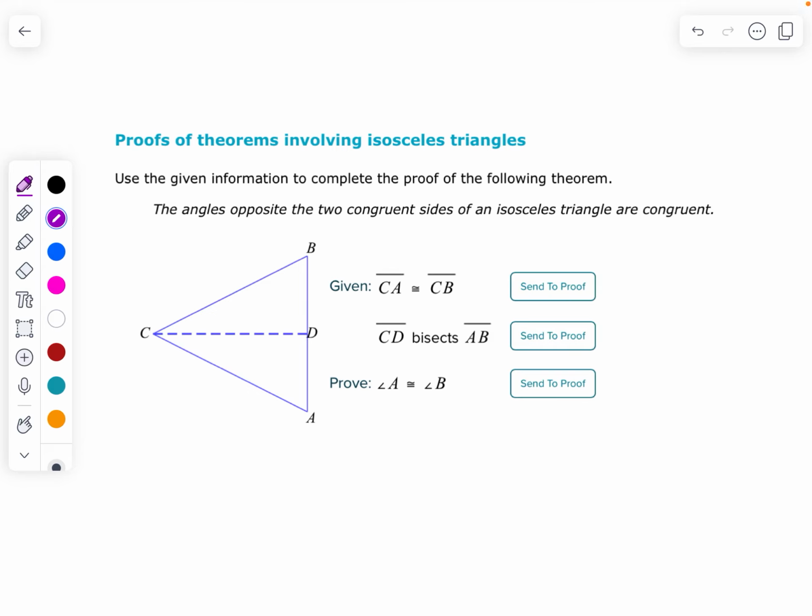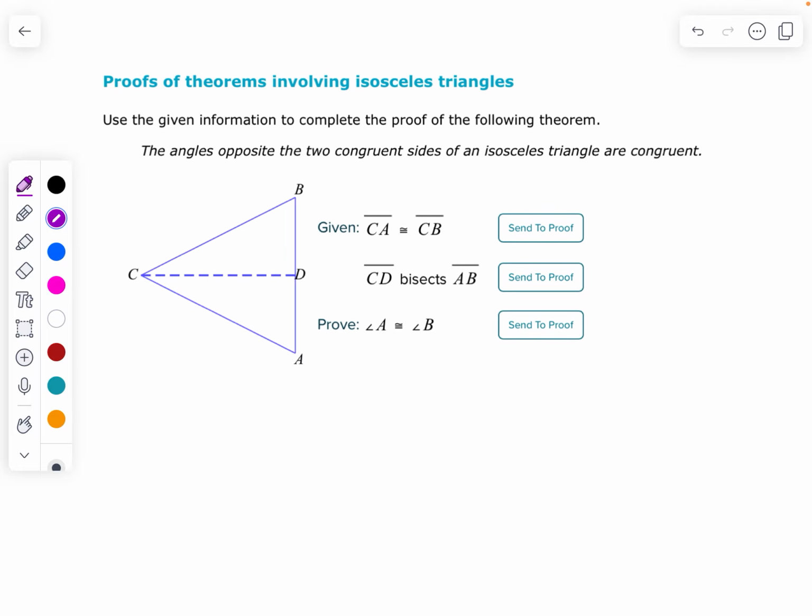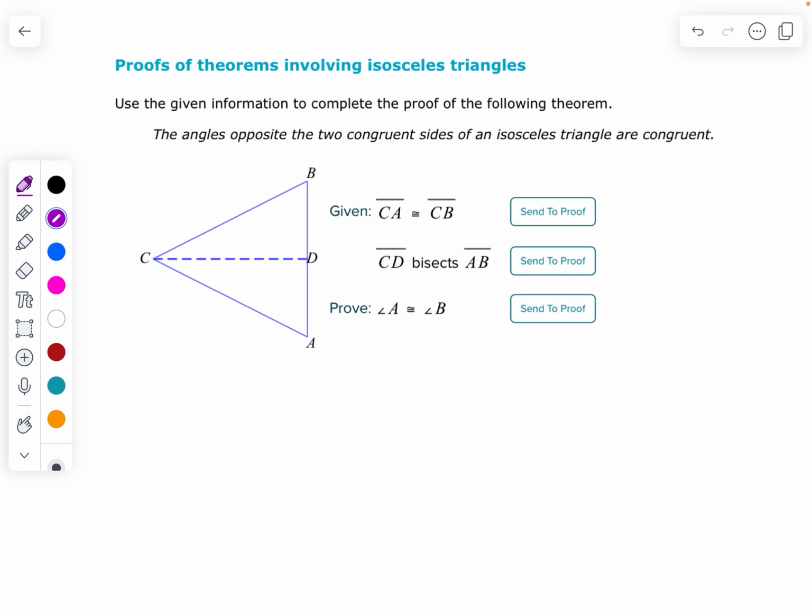All right, now we're looking at proofs of theorems involving isosceles triangles. And this is a proof to prove isosceles triangles. So, this one says, if we're given that CA is congruent to CB, and if they drop a bisector, that CD, so this line didn't exist before, but they're drawing it in, and it bisects AB. So they're drawing it down to the midpoint of AB.